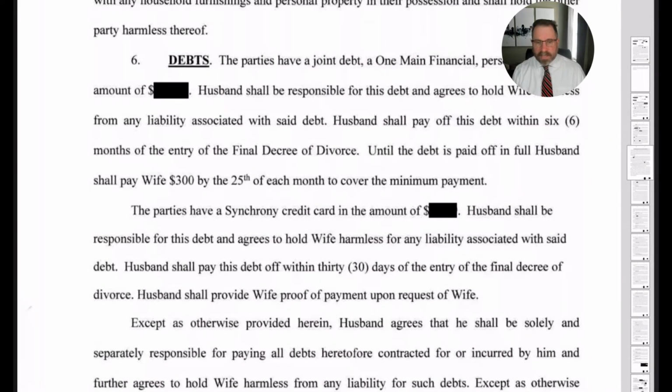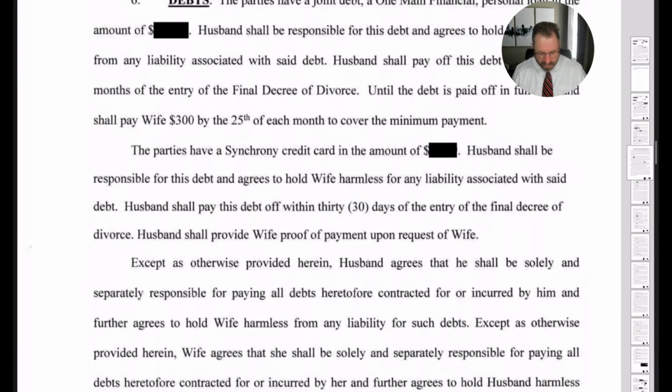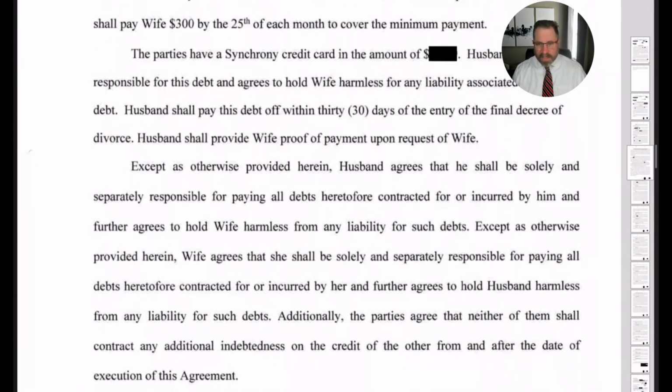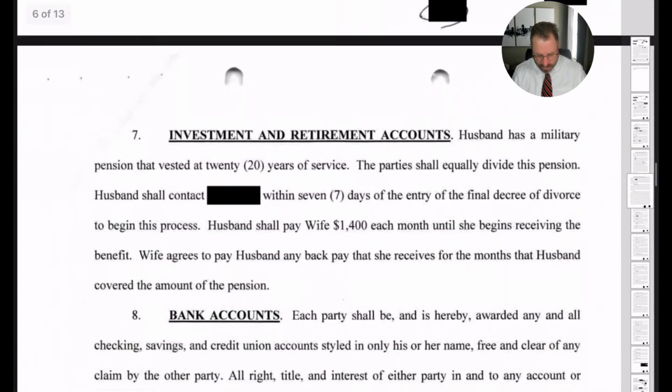There was some credit card debt. That's not at all uncommon these days, and that's all subject to negotiation. So you can see here that we divided up the debt, and we made sure that whoever accepted responsibility for that debt actually had to pay it, and if they didn't, the other one had a remedy, which was go back to the courthouse, get the credit card paid, and recover their money from the other side.